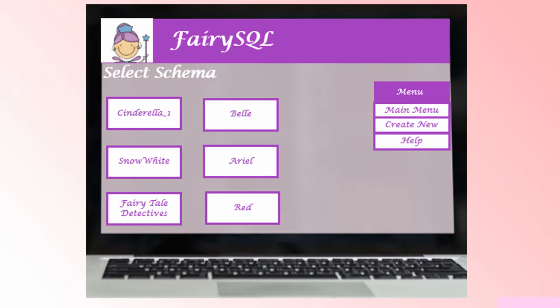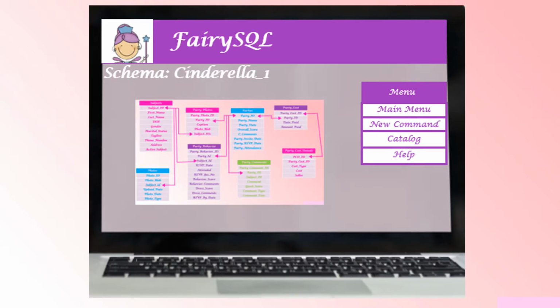Cinderella_1 is the schema that we will use throughout this course, as it has the tables created based on Cinderella's data needs. Once we choose Cinderella_1, we will see a pictorial representation of the schema. We can see all of the tables that were created and then some lines that show the relationship between the tables. Now our menu has changed a bit. We have some options. We could enter a new SQL command or view the catalog.